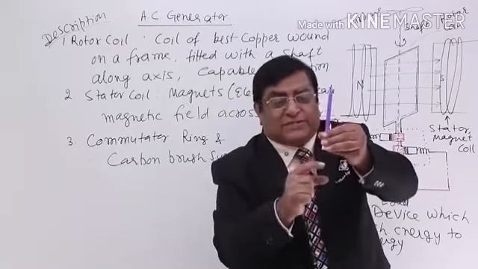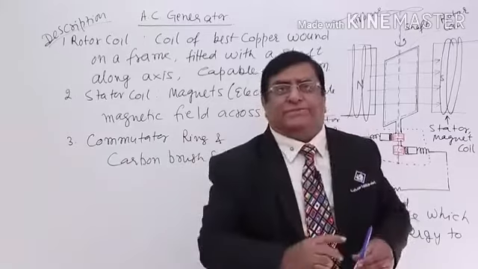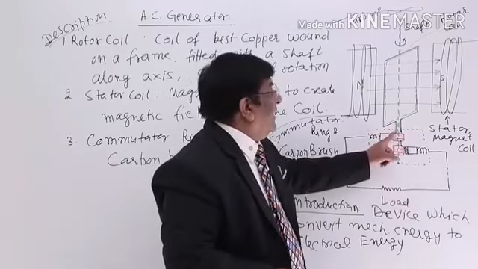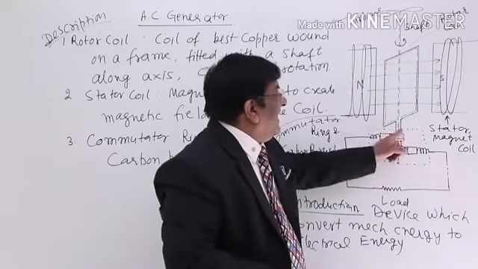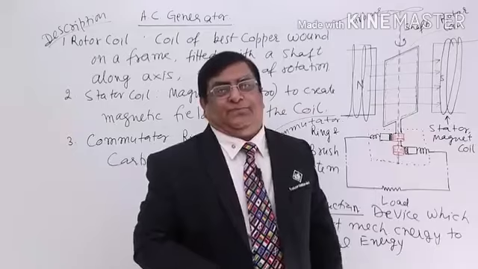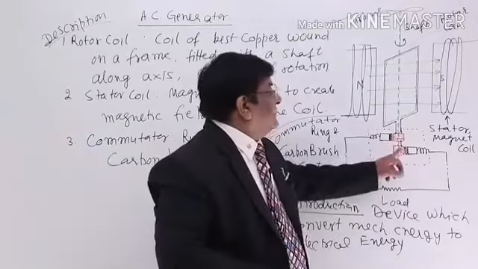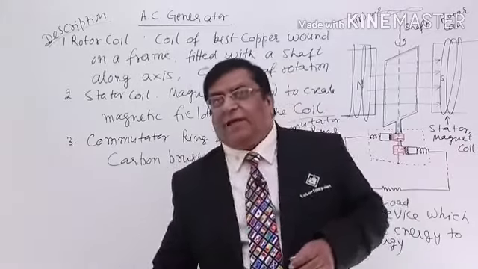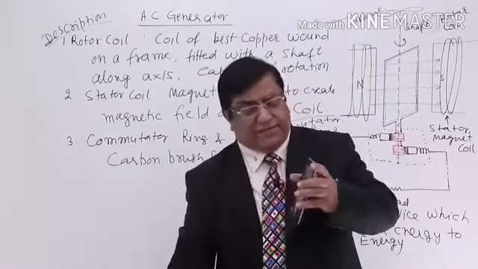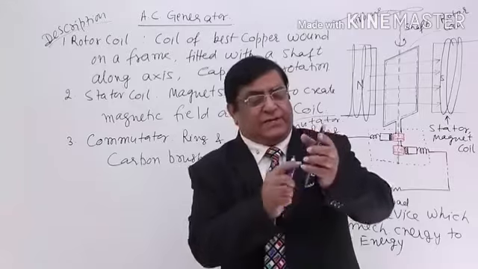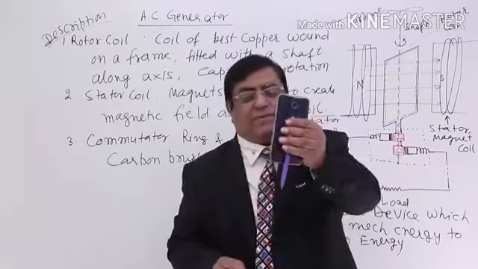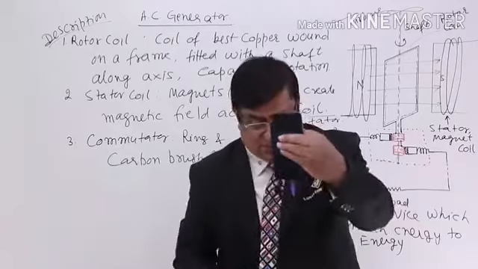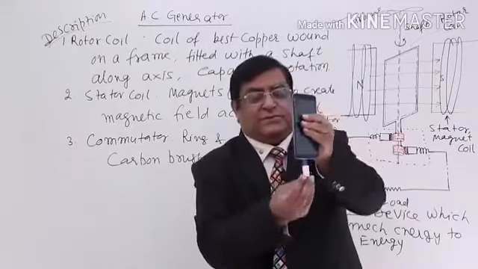Then below this we have another ring. There are two rings, one here, one here. One end of the coil is connected with ring 1, the second end is connected with ring number 2. So both the terminals are here. Now if you rotate the coil this way, and the shaft is also rotating this way, then what is happening to the ring? The answer: the ring is also rotating this way.